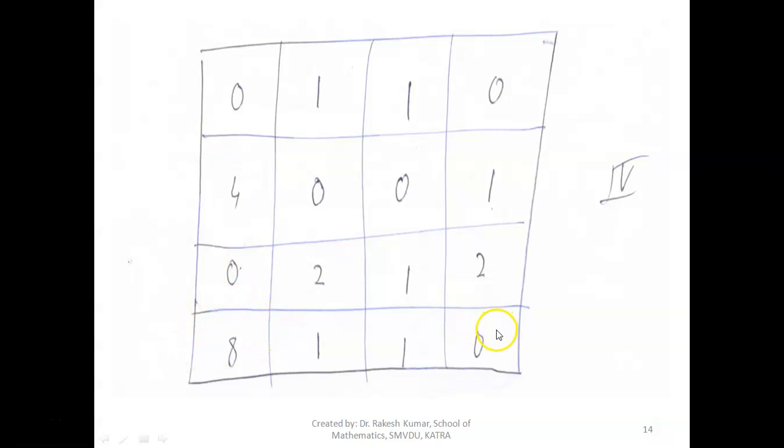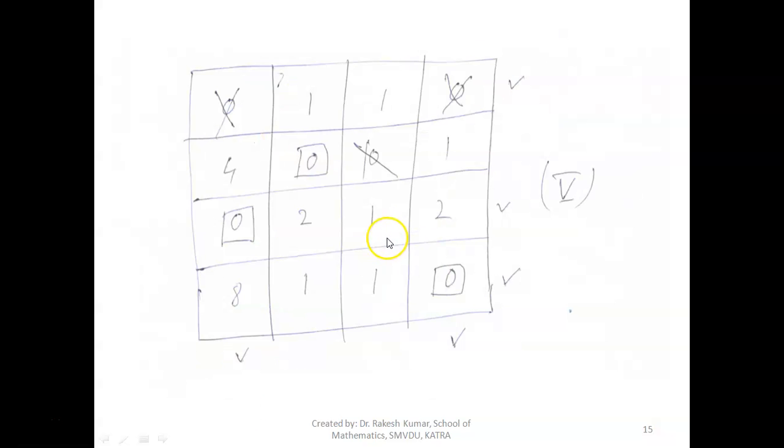Then go to the fourth row. Yes, a single zero, put this inside the square, do the assignment, and then cross the zero in the particular column. And then we proceed column-wise and do the same thing. We find that three zeros are assigned. These three assignments are made, but still we need one more assignment.